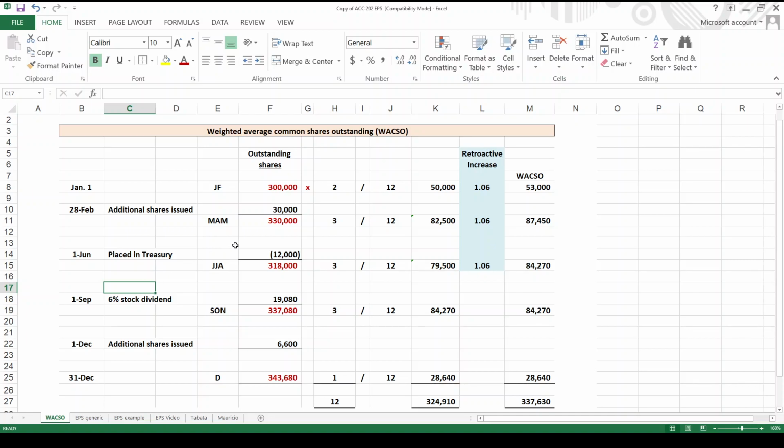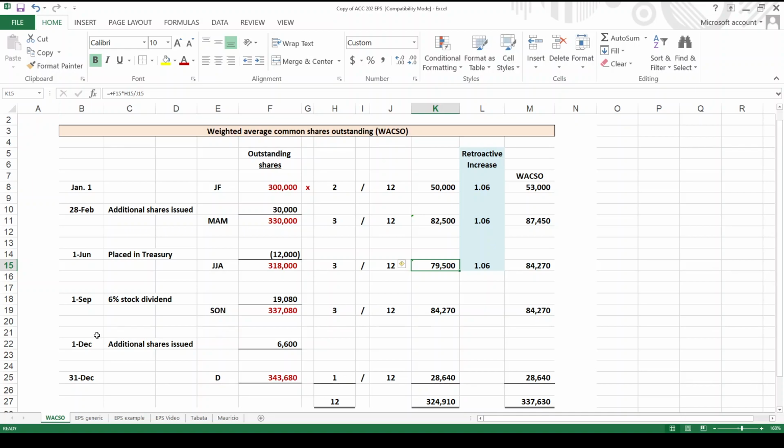Okay, what happened next? Well, we have 330,000 shares outstanding on February 28th, and then we reacquired 12,000 shares on June 1. So we had the 330,000 shares outstanding from February 28th to June 1, which would be March, April, and May. Give that a shot of 3 over 12, 82.5. Okay. For how many months did we have 318,000 shares outstanding? Well, the next transaction is on September 1. So what do we have? We have June, July, and August. Another 3 over 12. 79.5.